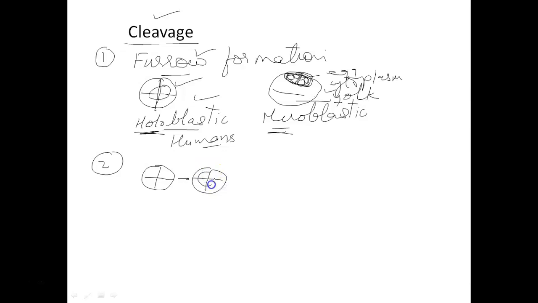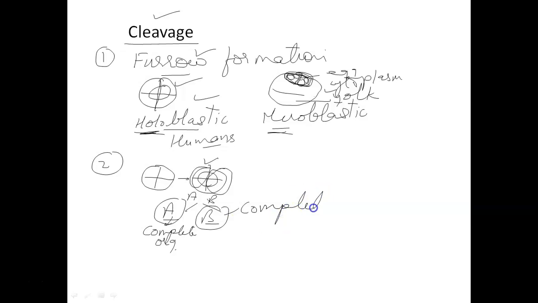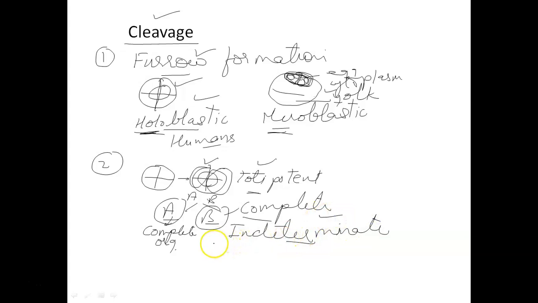Now, in this condition, if one part, A, and the other, B, get separated, then these two parts will each form the complete organism on their own. A complete organism can be formed from part A, and also from part B. What does it mean? Initially, the cells that are formed are totipotent and can differentiate into any kind of organ. That is known as indeterminate cleavage. In humans, indeterminate cleavage is there.